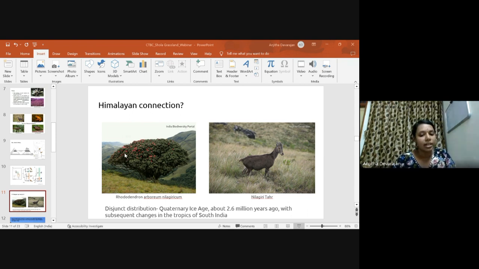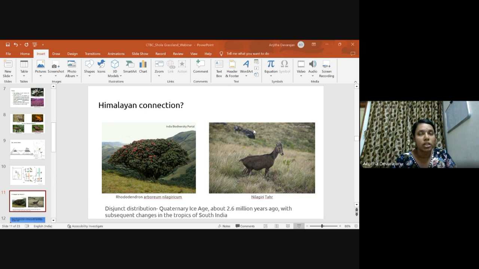During the Quaternary Ice Age, which was about 2.6 million years ago, the entire subcontinent was very cold. And the Himalayan tahr we have in the Himalayas, they expanded to the south till the Western Ghats during that period. And later it became more arid and more humid. The temperature rose after the ice age.